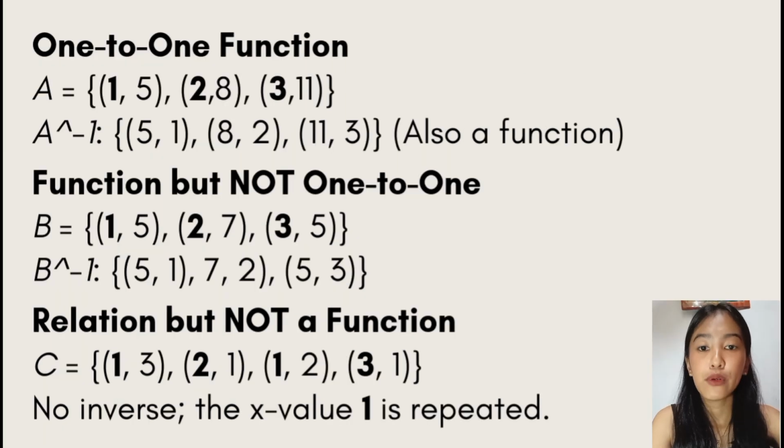For you to understand further the difference between the function, the one-to-one function, and the relation, we have a set of examples. For the one-to-one function, we have set A: (1, 5), (2, 8), and (3, 11). When you get the inverse of that set, you obtain A to the negative 1 equals (5, 1), (8, 2), and (11, 3). It has a true inverse function because every element in the range corresponds to exactly one element in the domain. There is no repetition.